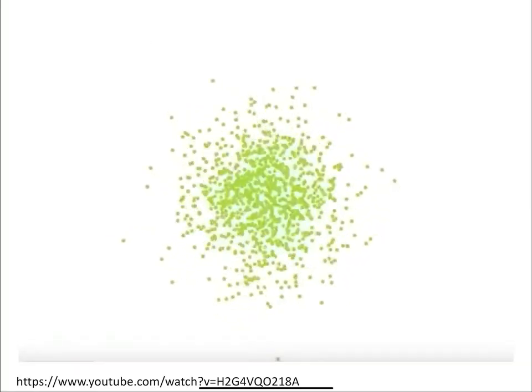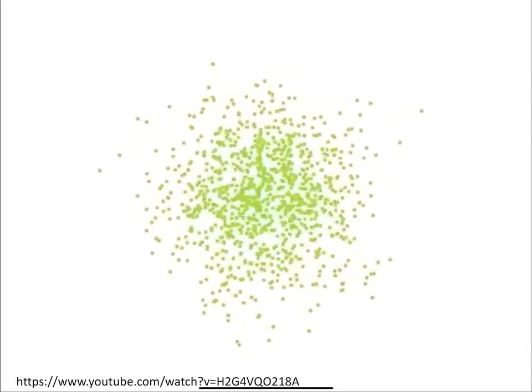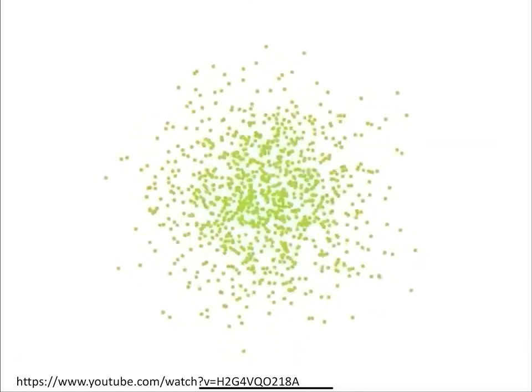So we're going to start off with a movie. Hopefully this works. Yes, it does. So this is basically what's happening in diffusion. We start off with the particles in one place, and over time they diffuse. Okay? And it turns out that MRI is highly sensitive to this process.